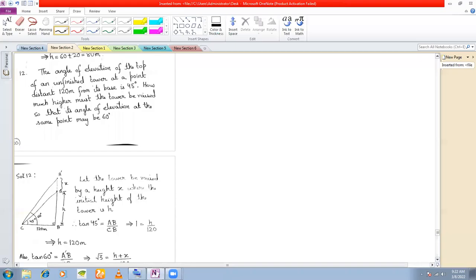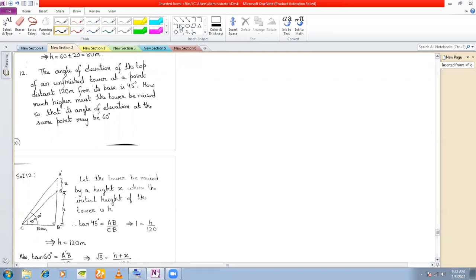The angle of elevation of the top of an unfinished tower at a point 120 meters from its base is 45 degrees. How much higher must the tower be raised so that its angle of elevation at the same point is 60 degrees? The angle of elevation of the top of an unfinished tower.